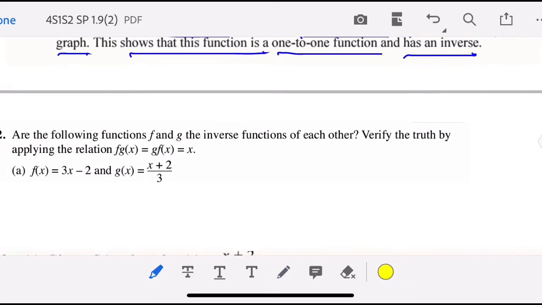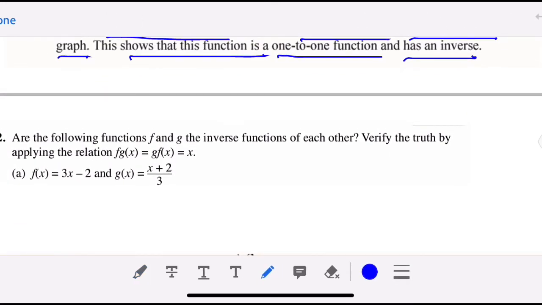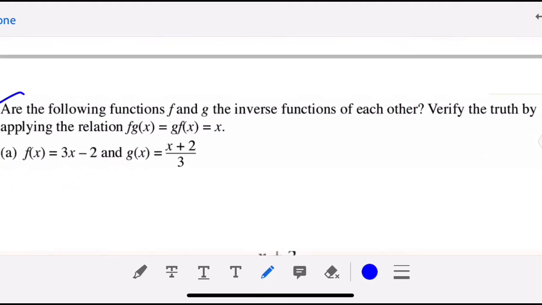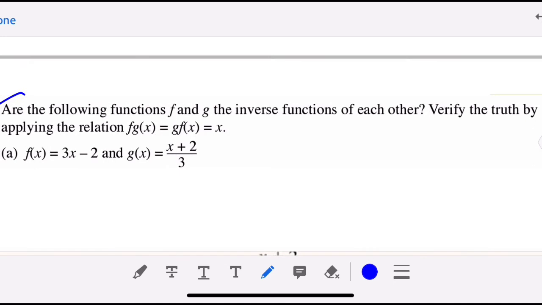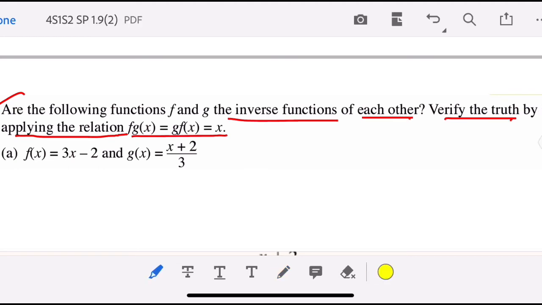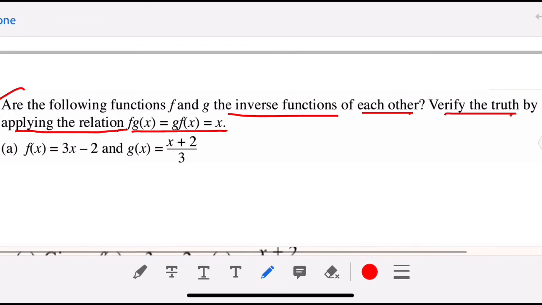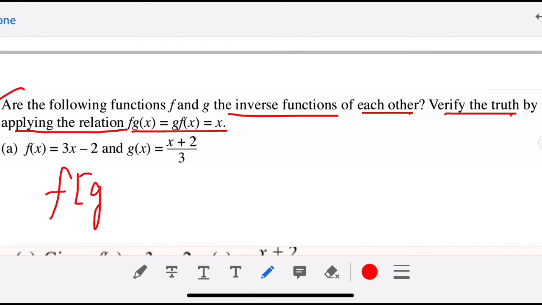Alright, for the next question, question number 2. Are the following functions f, g inverse functions of each other? Verify the truth by applying the relation f(g(x)) equal to g(f(x)) equal to x. So now we need to substitute f into g and g into f.